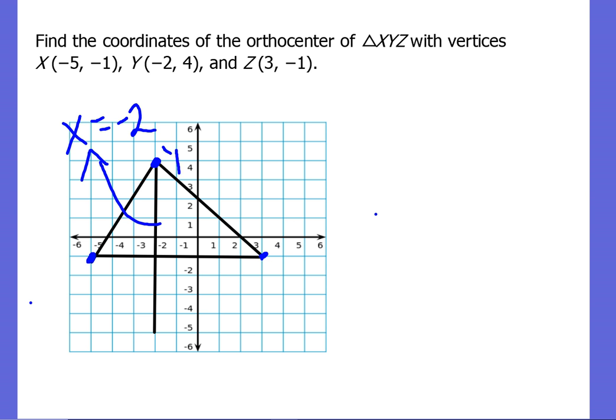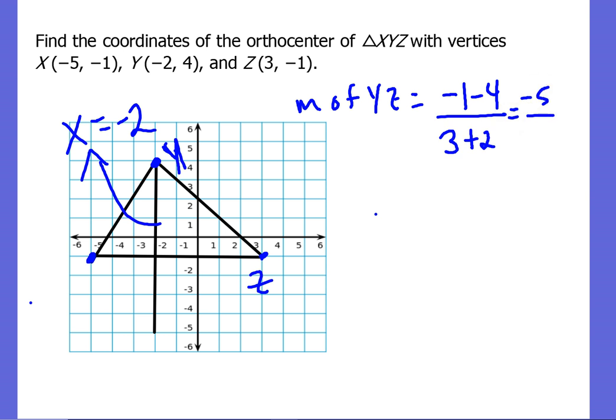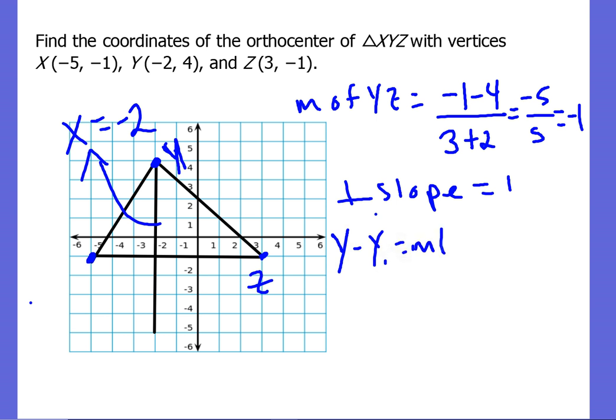So this is the point, this is Y, and Z. We're going to find out what the slope of YZ is. So the change in y is -1 minus 4 over the change in x. So we have -5 over 5, which equals -1. So that means the perpendicular slope will end up being +1. So using slope-intercept, or point slope, but I'm actually going to use point slope. I made a mistake. I'm going to use point slope. So we're going to do y minus y1 equals m times x minus x1. Again, that's point slope form.